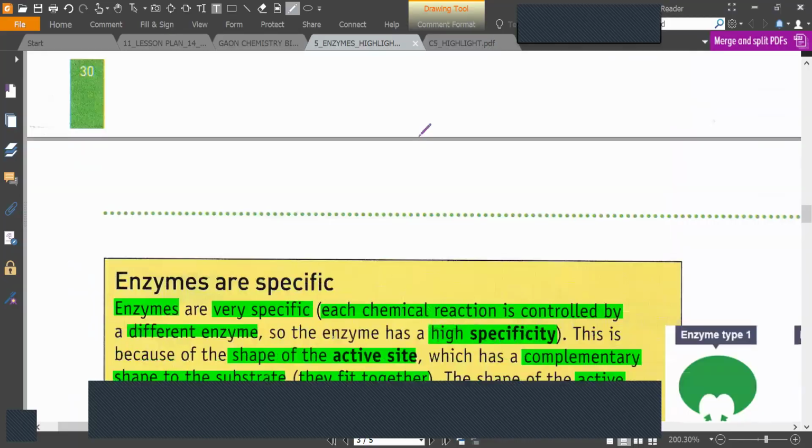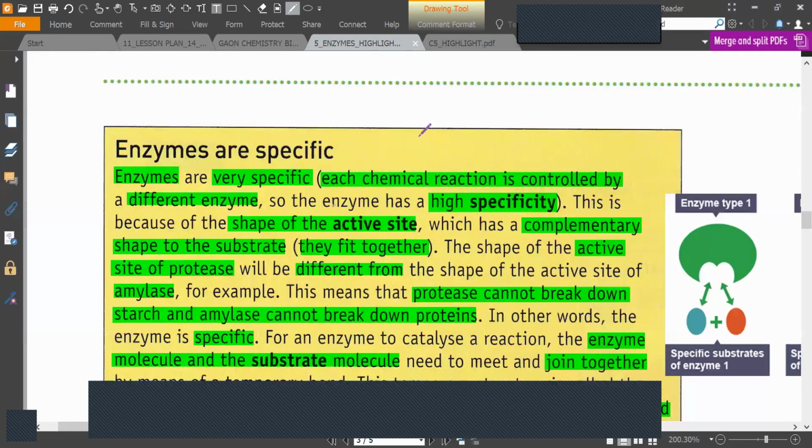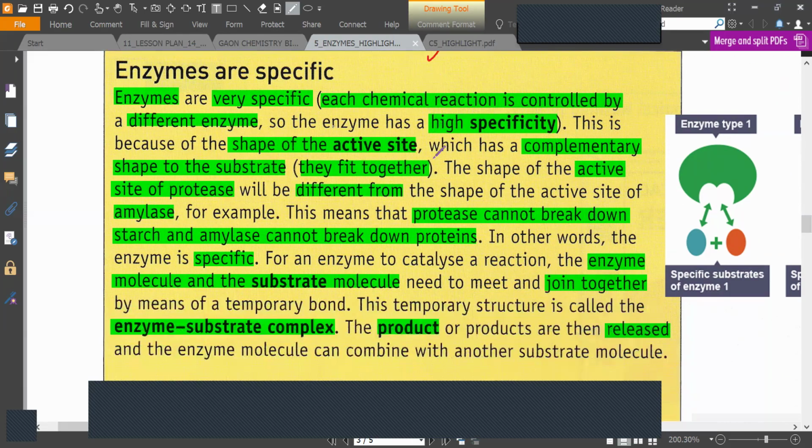Okay, next. Yes, enzymes are specific. Just now we also learned about that, but in the yellow box, in the extended course, we need to explain in detail. So we can see the example here.